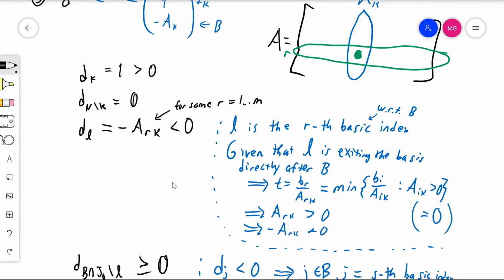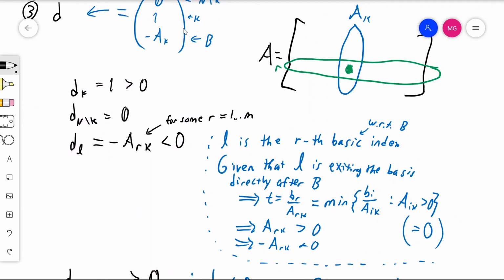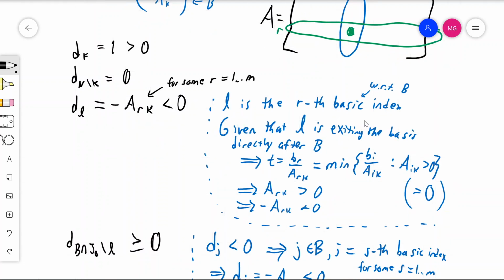So why is that true? Well, L is the rth basic index with respect to B. We counted R entries down in the basic indices, because as you go down AK, these are with respect to B here. So once you go R down, that's when you get to this component DL. So L is the rth basic index, but we know that L is exiting the basis upon this iteration. So what does it mean to be exiting the basis? What do the rules of the simplex algorithm imply then?